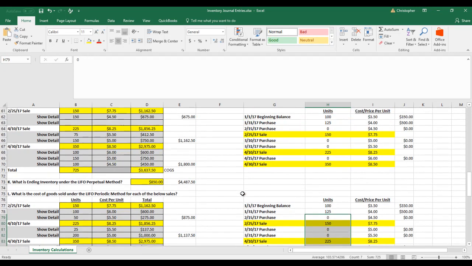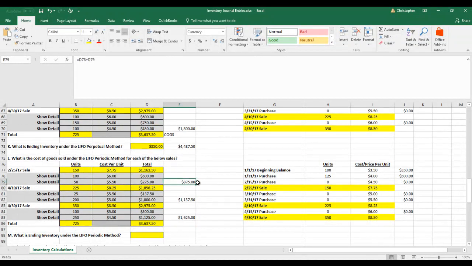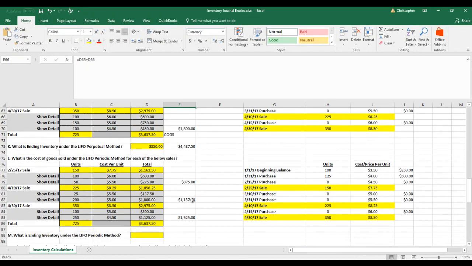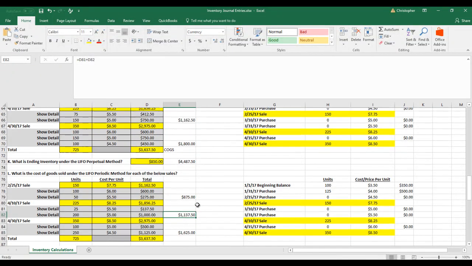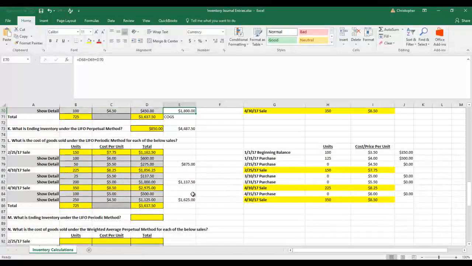But if you take a look individually, let's look at each sale. The 225 sale only cost us $675 under perpetual, but it cost us $875 under periodic. The 410 sale cost us $1162 under perpetual, but $1137 under periodic. And the last sale cost us $1,800 under perpetual, $1,625 under periodic.